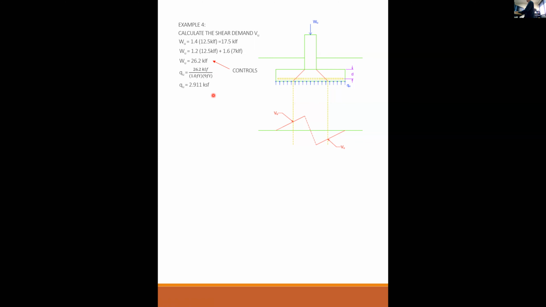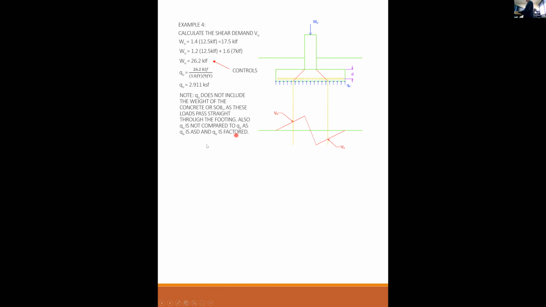Now, notice QU does not include the weight of the concrete foundation. It does not include the weight of the soil because these elements go clean through. They do not put any shear into our footing.